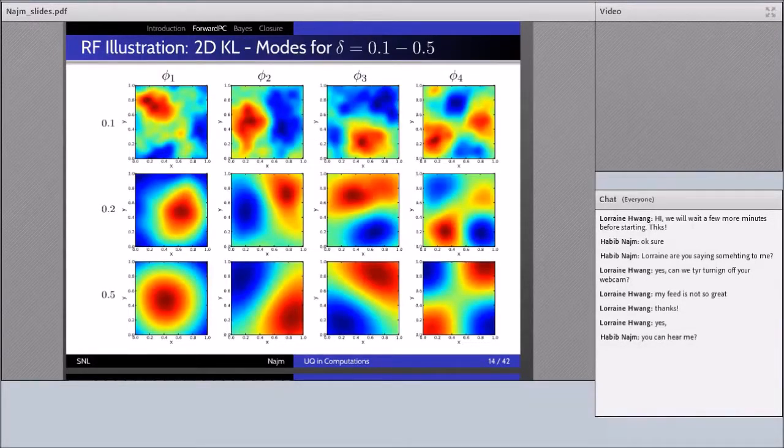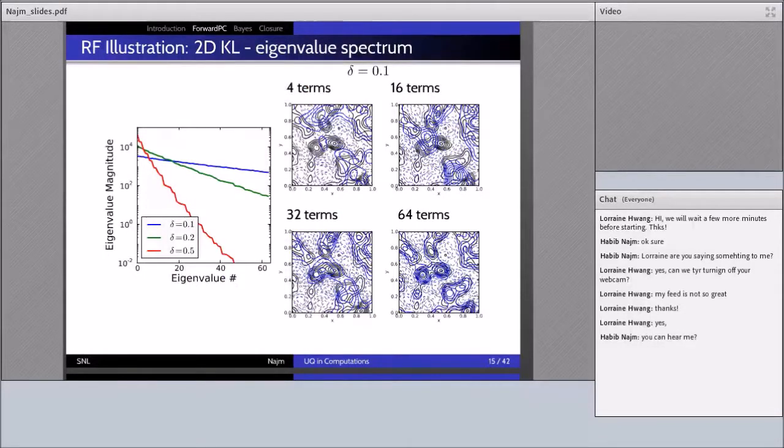And as I say, you represent these fields in terms of the eigenmodes of the covariance matrix. And again, they look different for different deltas. Again, they have finer detail for a random field that has shorter correlation length. But the upshot is that what you look for is the decay rate of the eigenvalues of the random field.